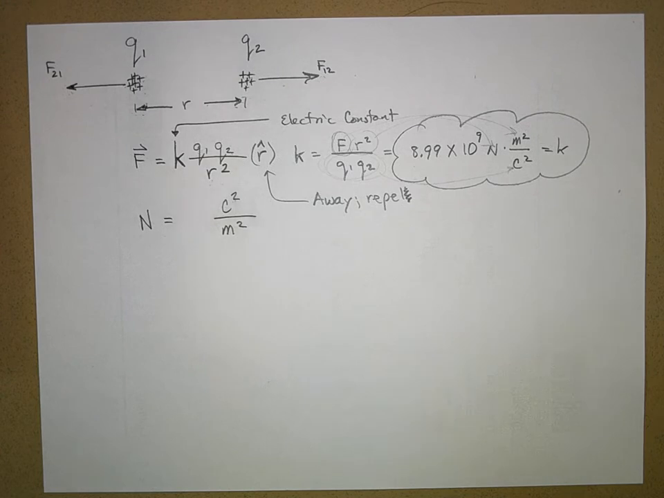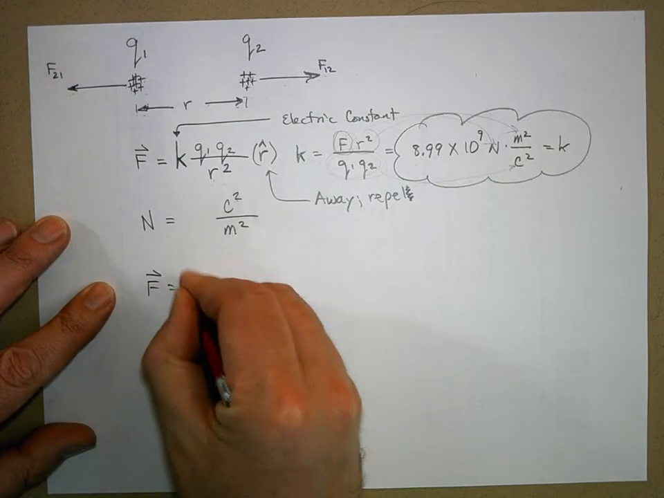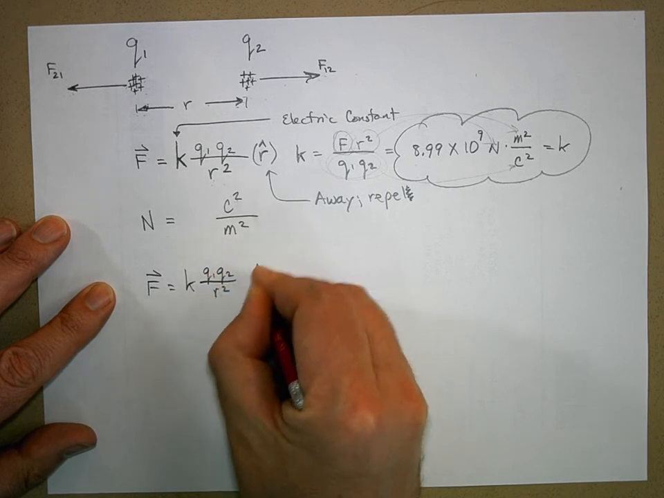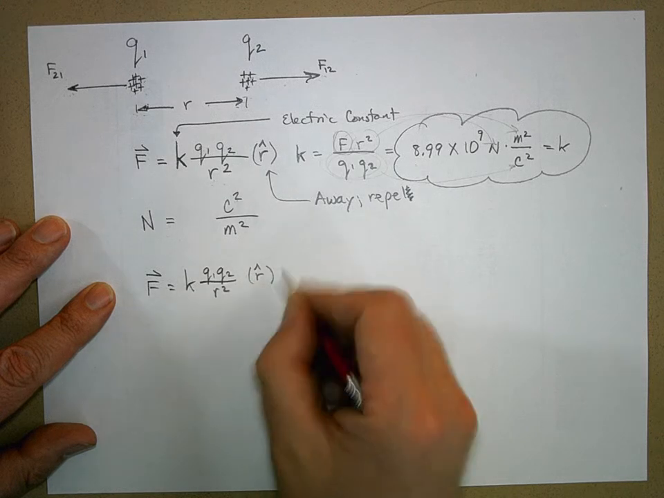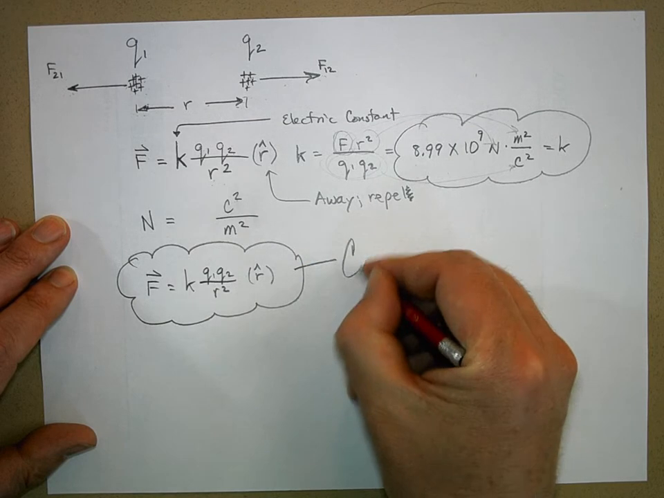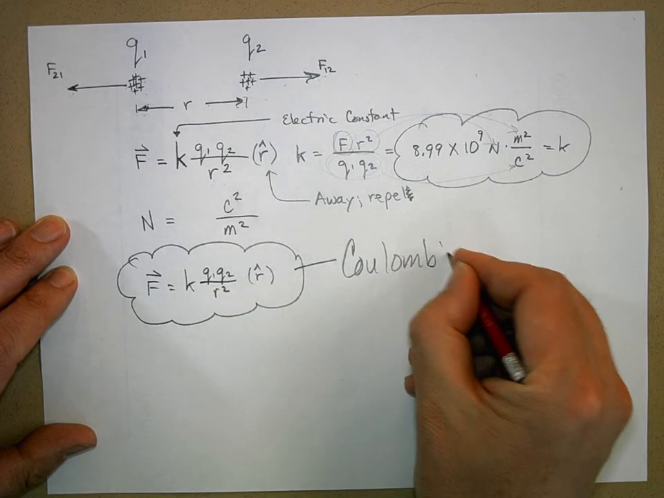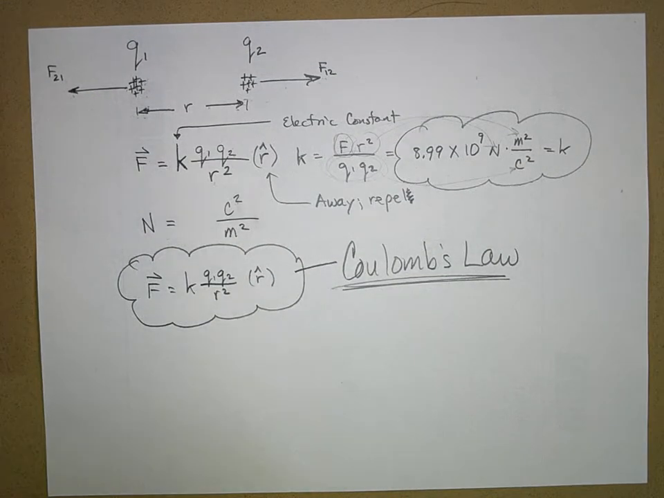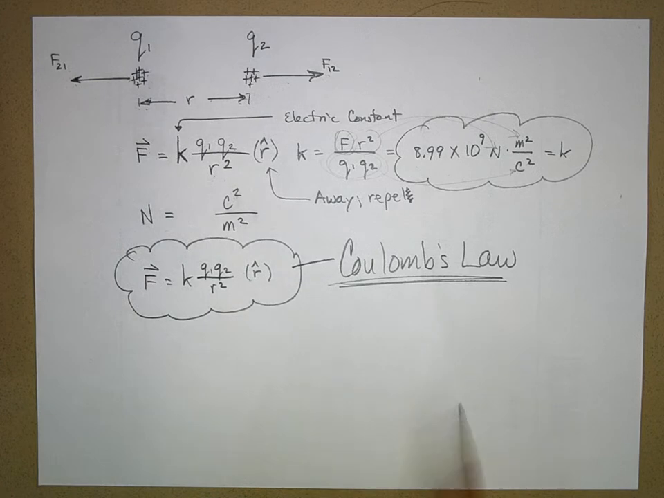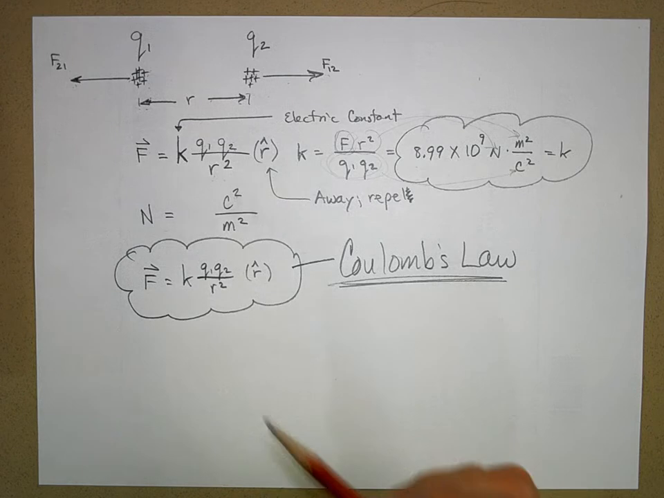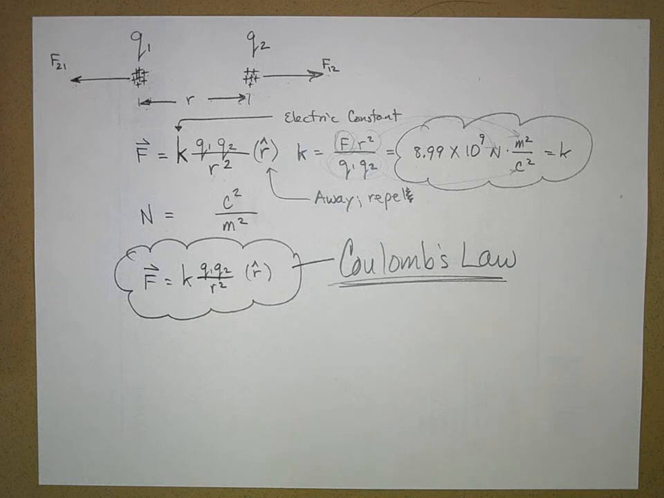And this right here, F equals K Q1 Q2 over R squared in the R hat direction. This is a direction. That means away from direction. This is Coulomb's law. And you're basically in the homework, you are going to use this to solve problems. So let's do that. Let's work an example problem.